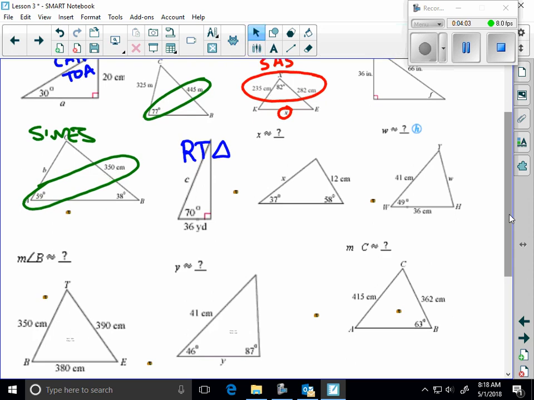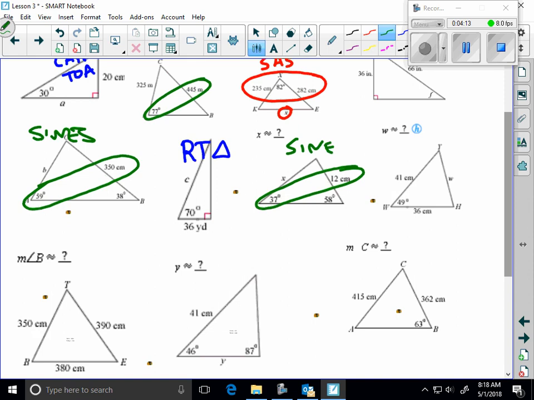Law of sines or law of cosines on the next one? Is this a side angle pair? Law of sines. On the next one, law of cosines. Yes, I have side angle side here. So that'd be law of cosines. I'm going to abbreviate now using an S or a C.